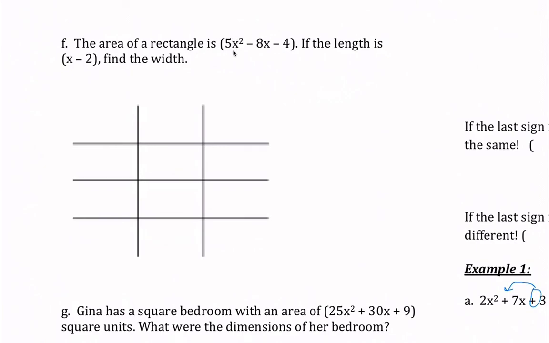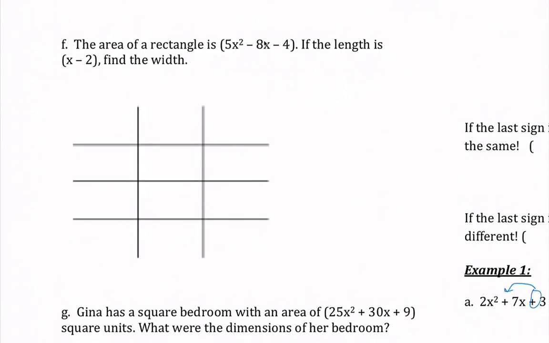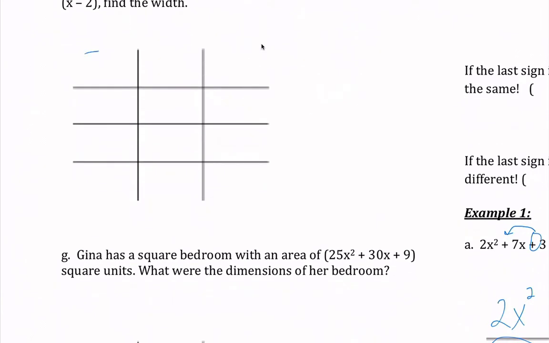So let's go ahead and fill this in. This is my first box. This goes in the box beside it. The middle term with the sign goes in my bottom box. So my 5x squared goes here.